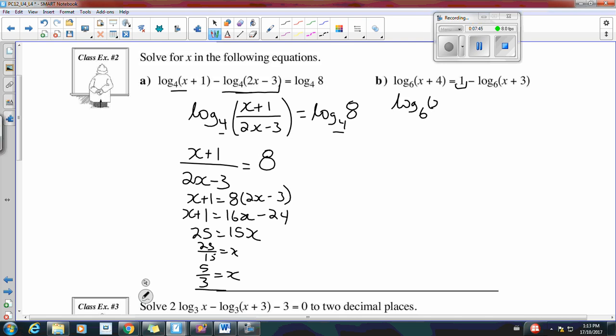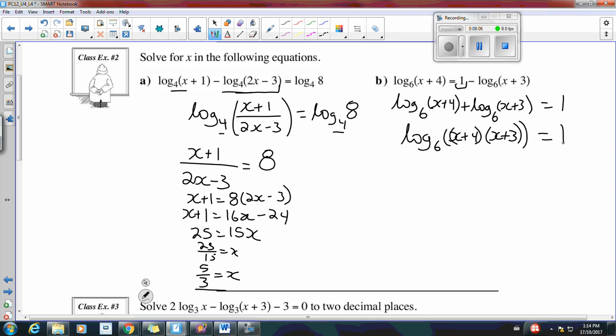So log base 6 of x plus 4 plus log base 6 of x plus 1 equals 1. Now we can combine these two logarithms together. They're being added, so to bring them into one logarithm, I'm going to have x plus 4 times x plus 1 equals 1. And now, I don't have a logarithm over here, but what I can do is change to exponential form.